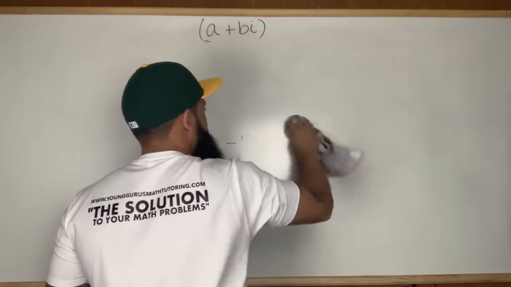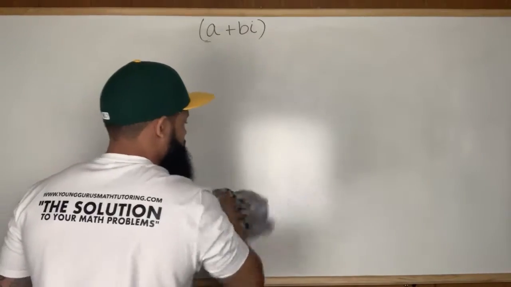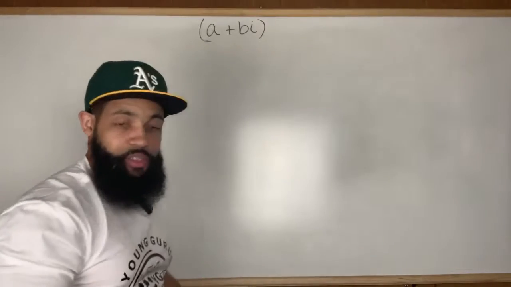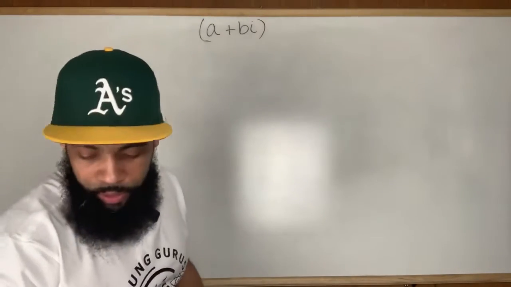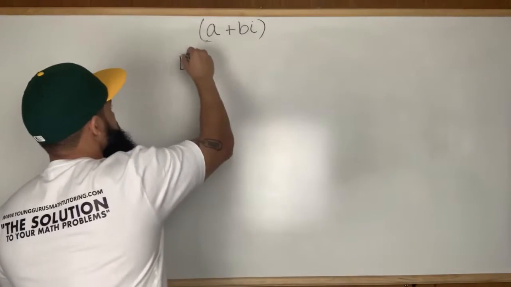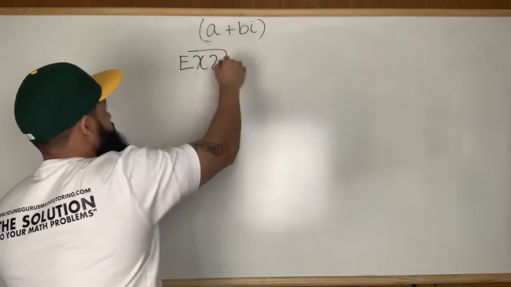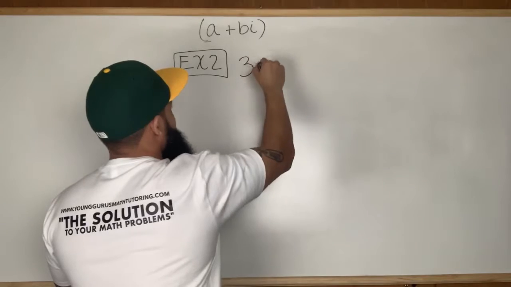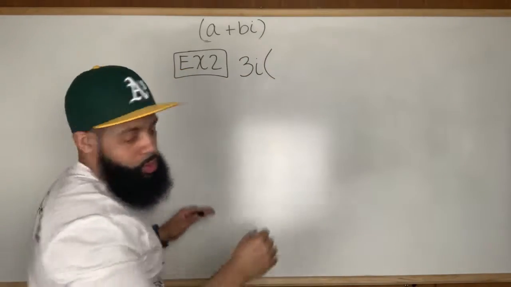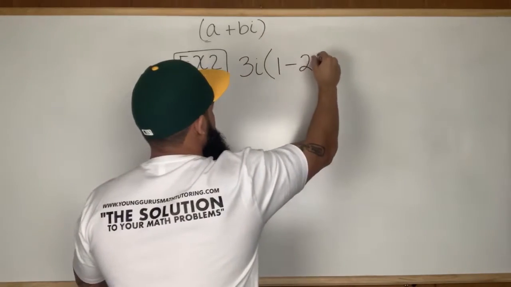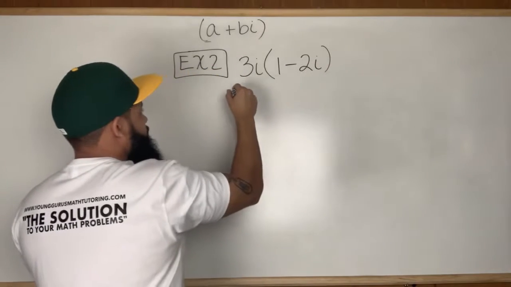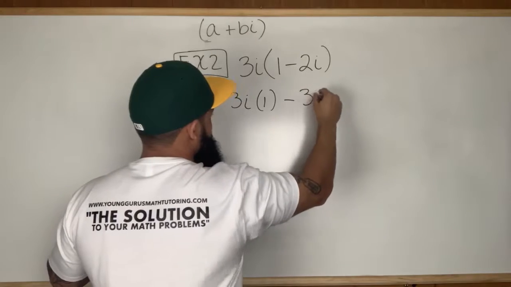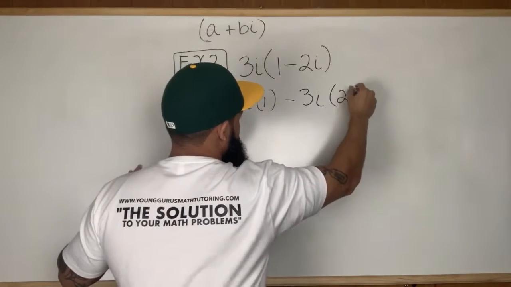And you'll notice in a lot of these that you have to be careful because you must change i squared to negative 1. Example 2. Example 2 says 3i times 1 minus 2i. Still going to use the distributive property. So I have 3i times 1 minus 3i times 2i.